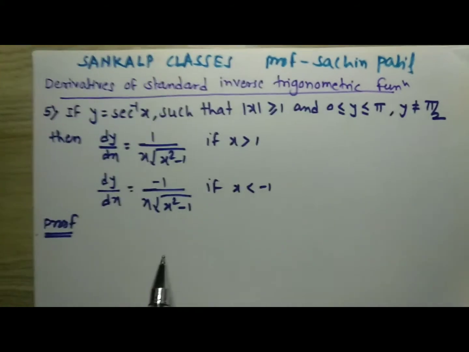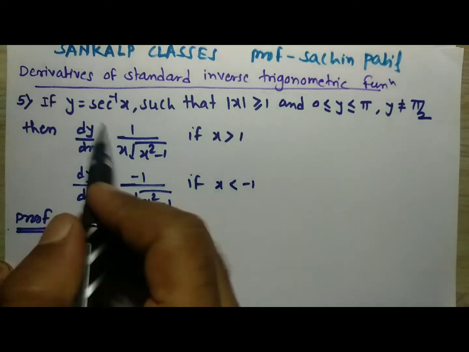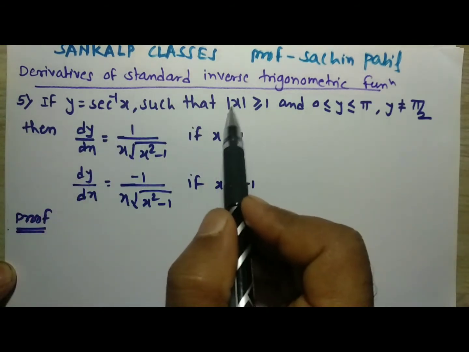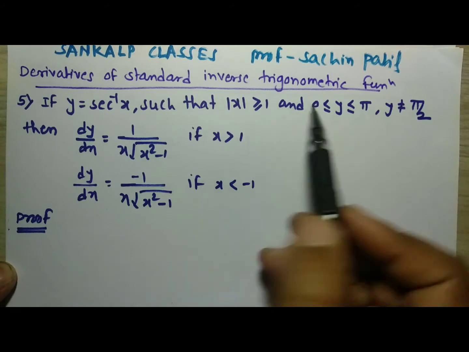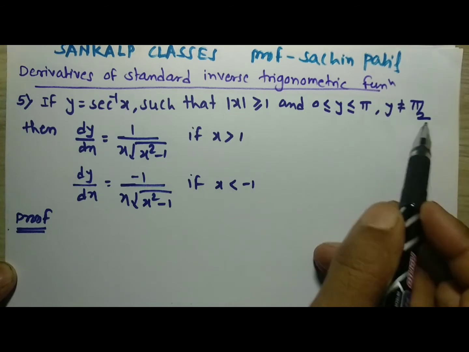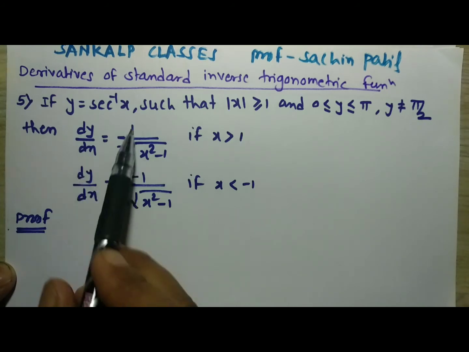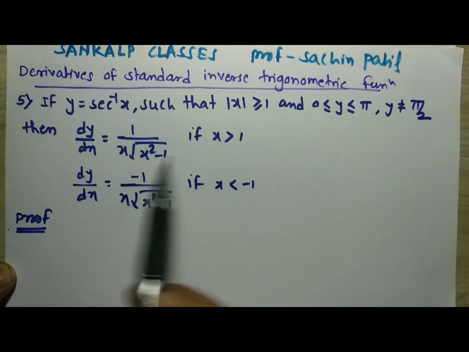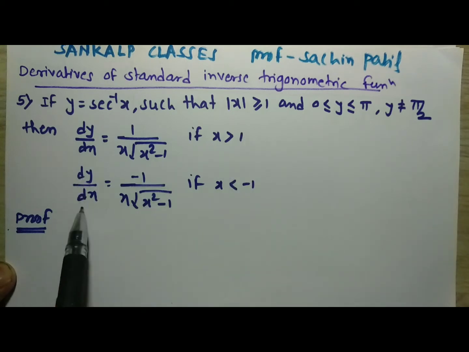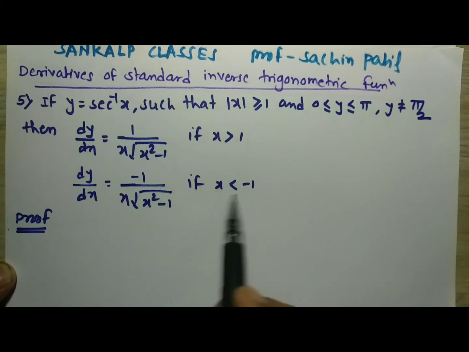Right now we are going with the next derivative of a standard inverse trigonometric function: y is equal to sec inverse x, such that mod of x is greater than or equal to 1 and y is in between 0 to pi, y is not equal to pi by 2, because at y equal to pi by 2 it becomes infinity. Then dy by dx is equal to 1 divided by x into square root of x square minus 1 if x is greater than 1, and dy by dx is equal to minus 1 divided by x into square root of x square minus 1 if x is less than minus 1.